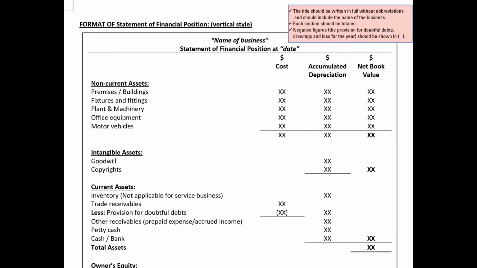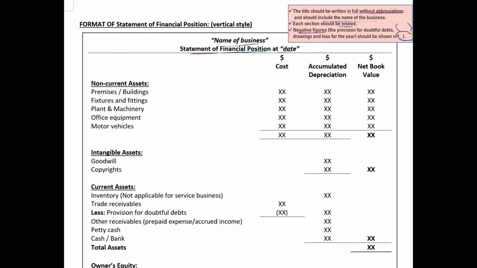First of all, as usual, you have to write the name of the business, and then you give the heading, statement of financial position, and then you write the date. Each section should be written in full without abbreviations, and you should include the name of the business. Each section should have a total. Negative figures, for example drawings and losses, should be shown in brackets.